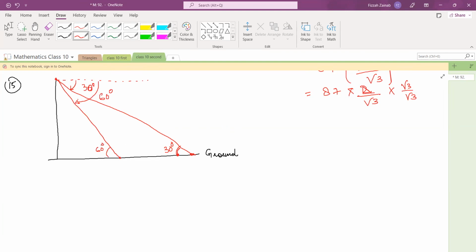Find the time taken by the car to reach the foot of the tower from this point. So if I give it some names, let's say A, B, C, D, basically you have to find the time which is taken from B to C. Understood? Clear? You have to find the time taken from B to C.